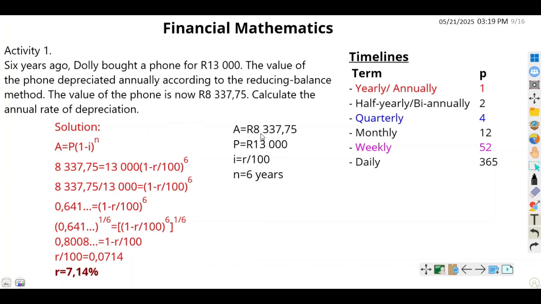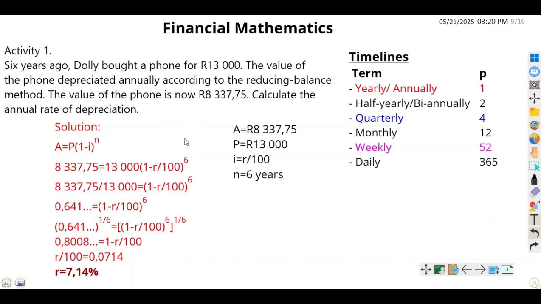But after 6 years, that is the new value of that item. So the new value is going to be 8,337.75, and we do not know the rate, because we want the rate of depreciation, we want R. So we know I is what? Is R divided by 100. When you substitute I, you say R, whatever the number they give you in percentage, divide by 100. And n is number of terms. In this case they said annually, so n is going to be 6 years.